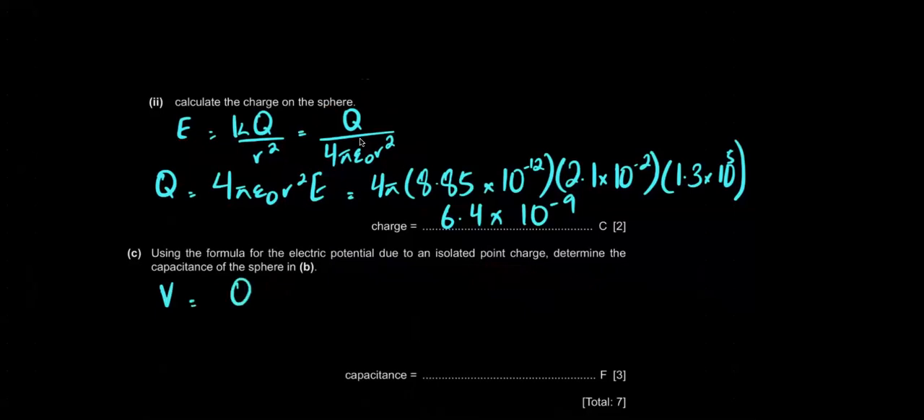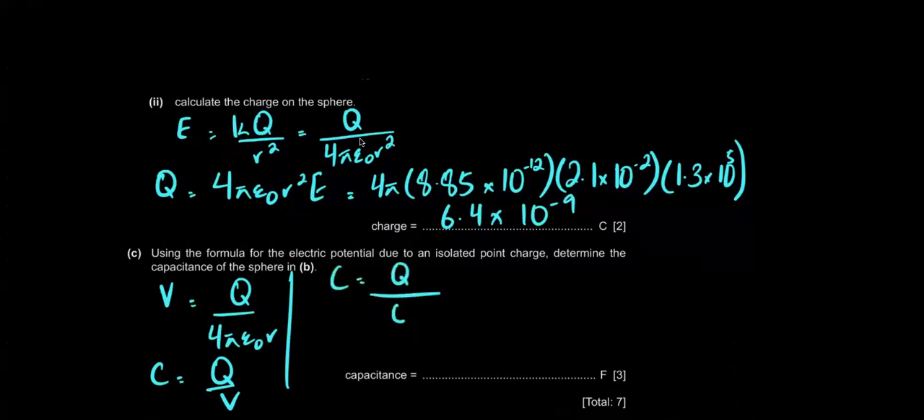So the formula for the electric potential of a point charge is Q upon 4 pi epsilon naught R, right? So if I think about capacitance, capacitance is defined as the ratio of charge to voltage, right? So Q, I calculated as this, right? So if I think about C, which is equal to Q upon V, so C would be Q upon V, which is Q upon 4 pi epsilon naught R.